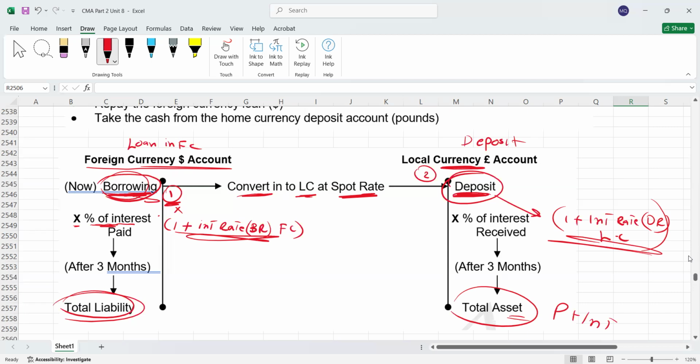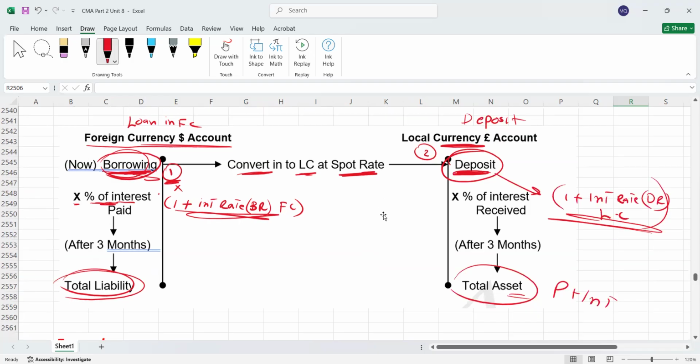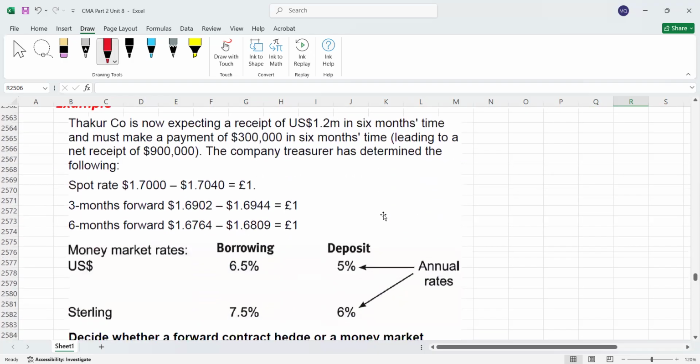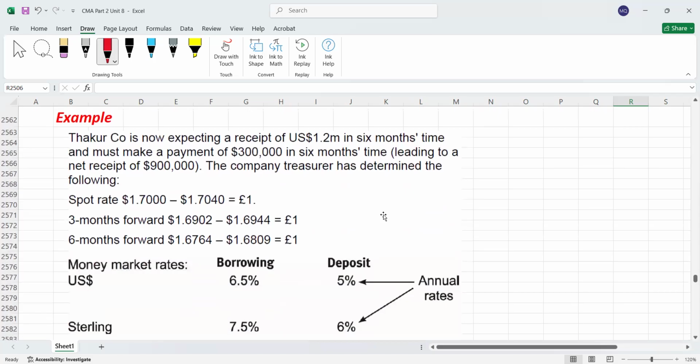Now I'm going to go through it with the help of examples. Here we go. Because we'll just repeat those steps which we have learned here. So we got a Thacker company, for example. Thacker company is now expecting a receipt of US dollar 1.2 million in 6 months time. So you got a receipt. I'm just writing here, we got a receipt of 1.2 million dollars in 6 months time.